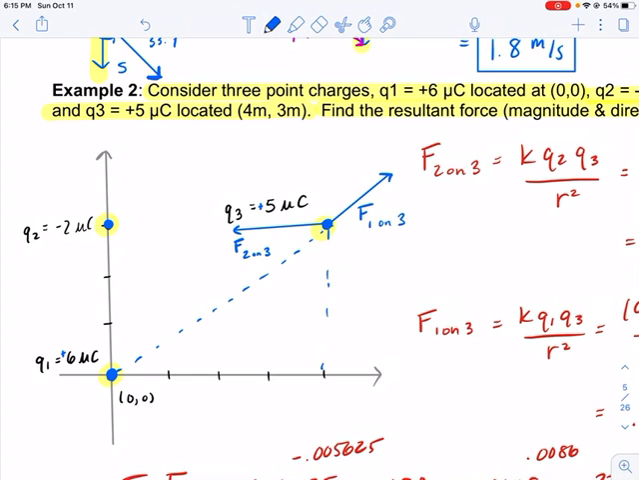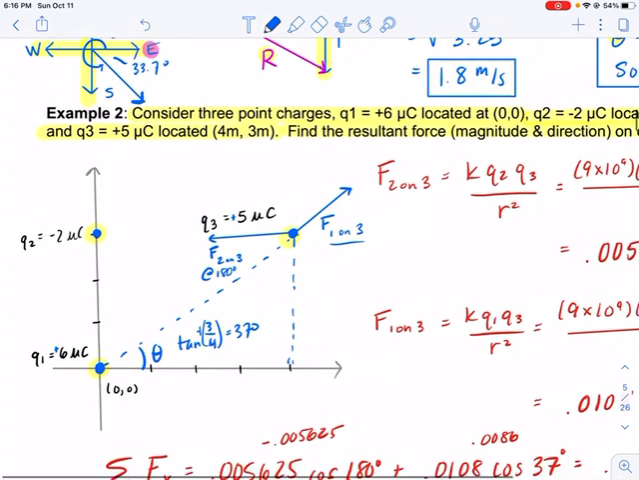Now, let's see. To figure out the angle for the force of 2 on 3, that's at 180 degrees. This is perfectly horizontal. For the force of 1 on 3, I would use inverse tangent of 3 over 4 to find this angle. And that gives me 37 degrees.